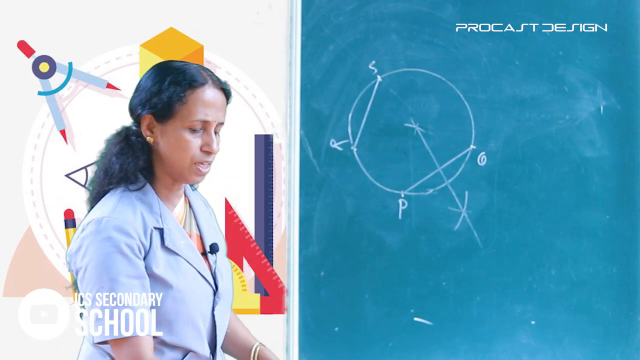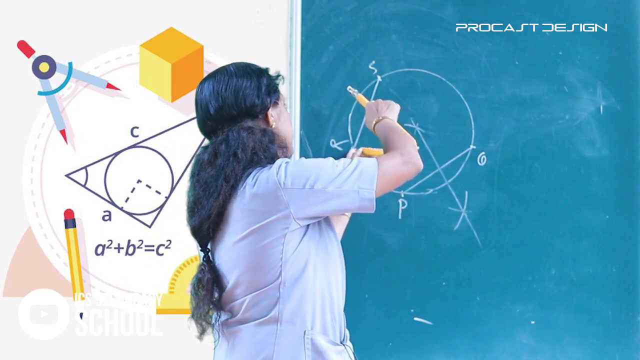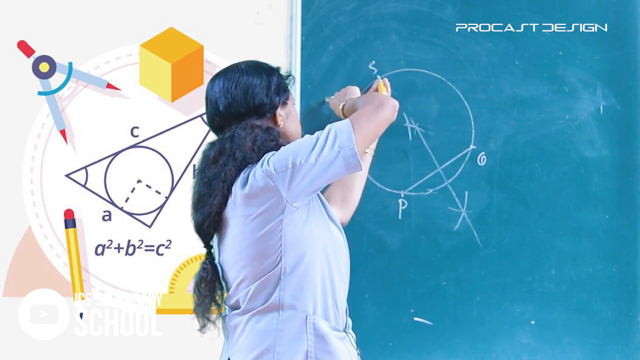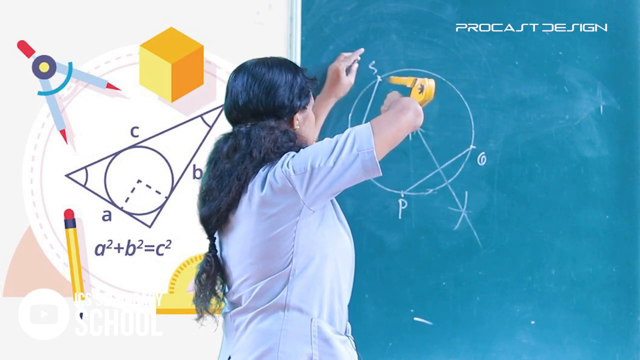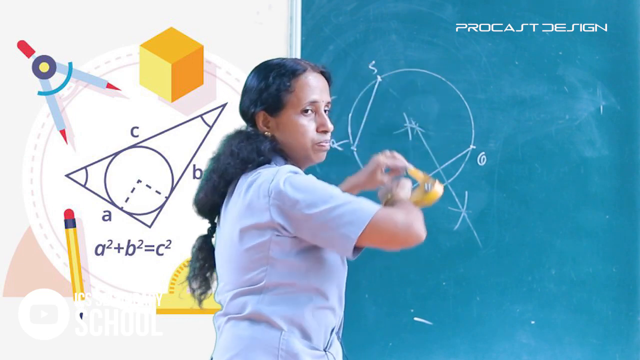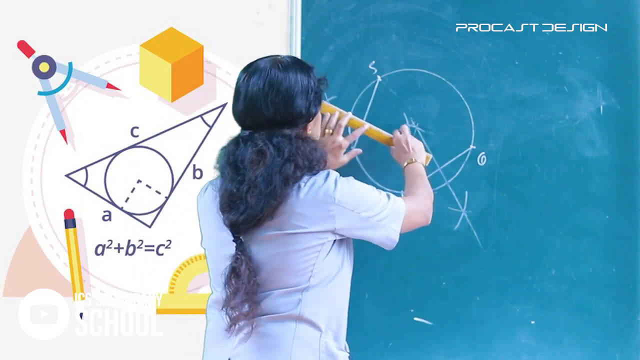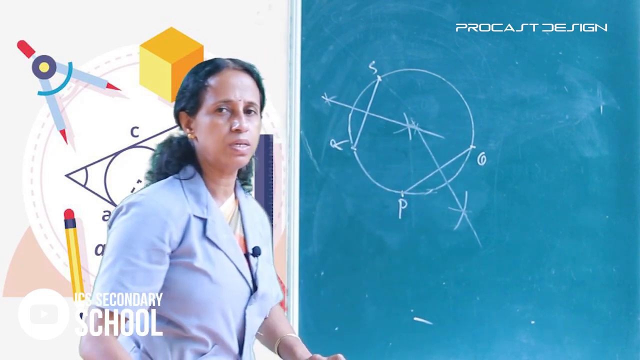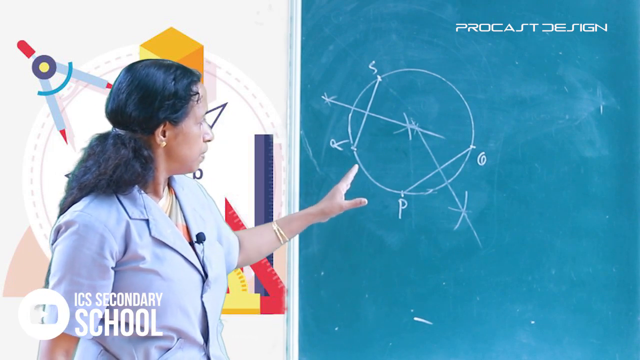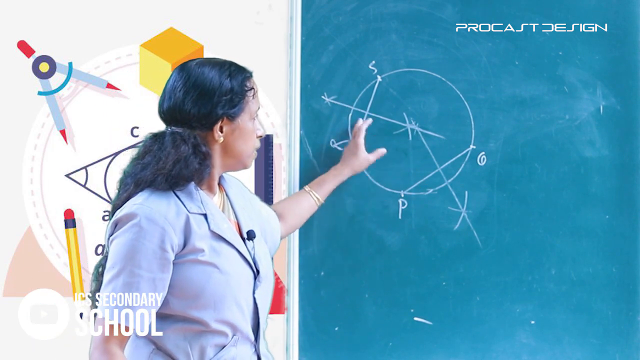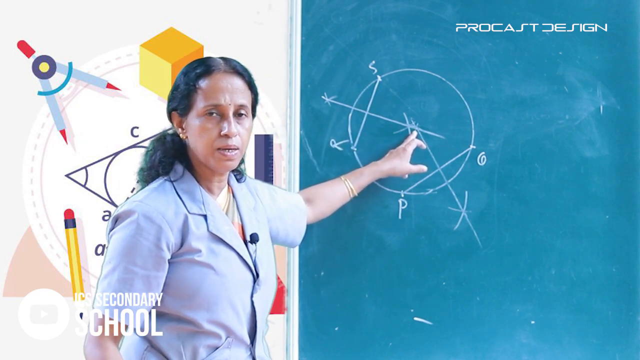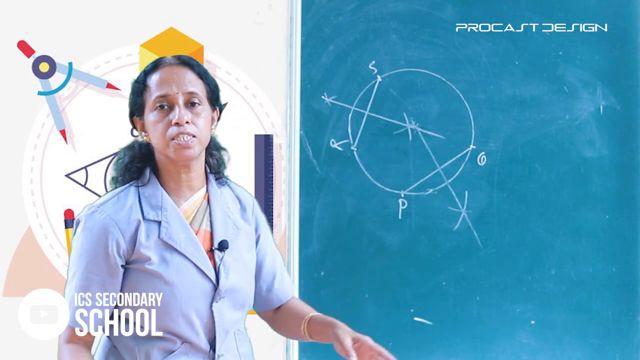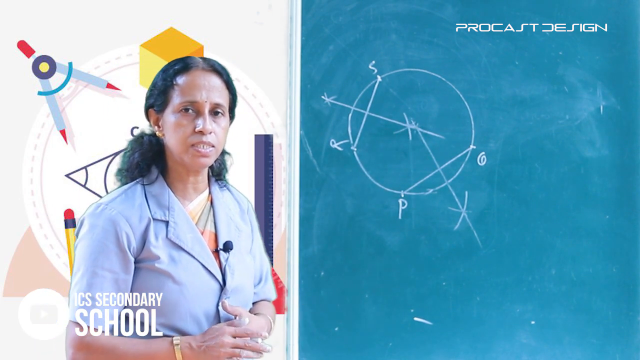Draw the perpendicular bisector of this line. Connect these 2 points. These perpendicular bisectors meet at a point. This point of intersection is the center of the circle.